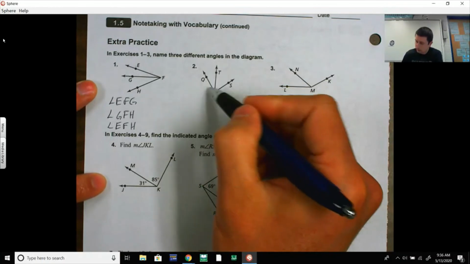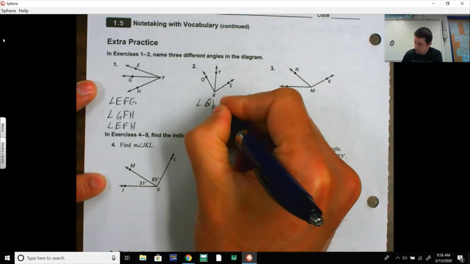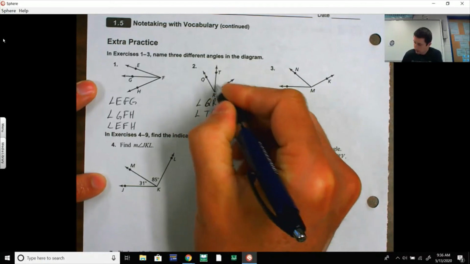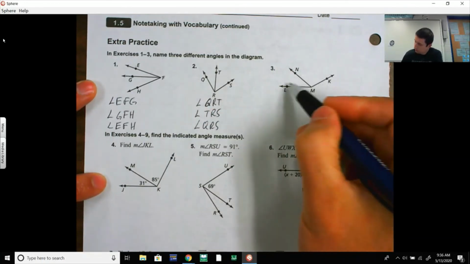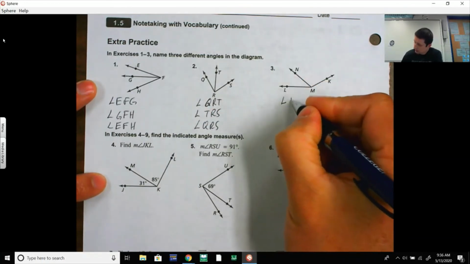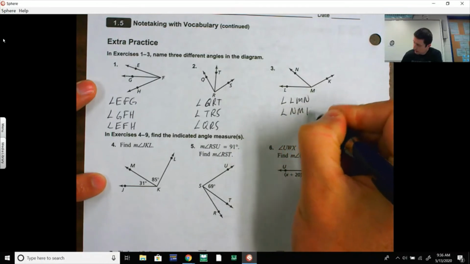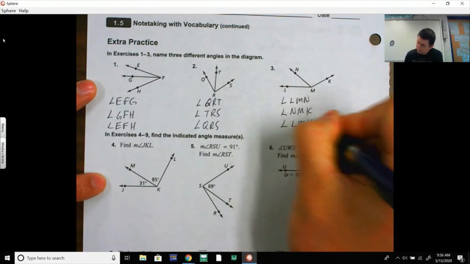So I always practice. I'm going to do the two smaller ones: angle QRT, angle TRS, and angle QRS. Two smaller ones: angle LMN, angle NMK, and then angle LMK.